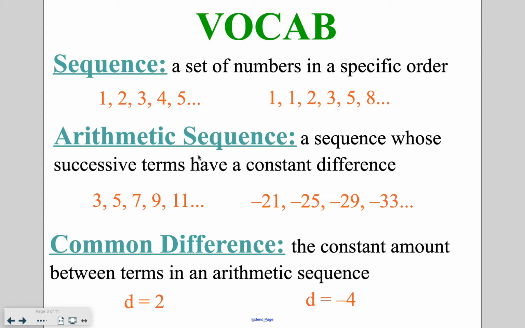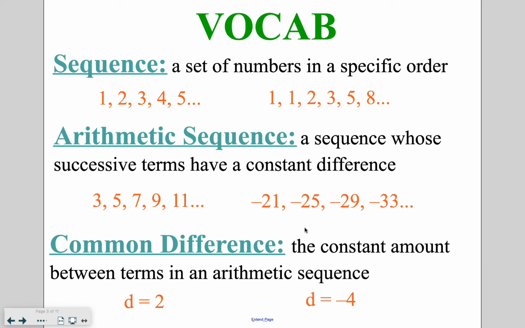An arithmetic sequence is a sequence whose successive terms have a constant difference. So what that means is we get from one number to the next number by adding. When it's talking about terms, it's talking about the numbers in order. So in this example, 3 is the first term, 5 is the second term, 7 is the third term. We get to each term in this sequence by adding 2. In the next example over here, we get to every number by subtracting 4.